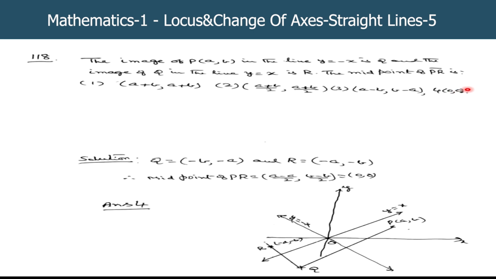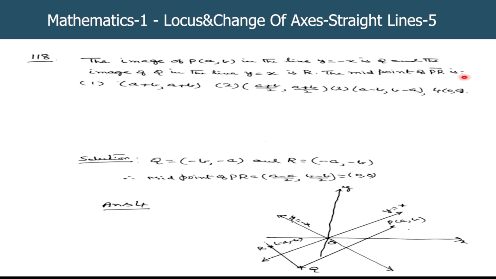Now you know that Q is the reflection of P in the line y = -x. Therefore Q is (-b, -a), and R is (-a, -b), because R is the image of Q in the line y = x. So the midpoint of PR is simply ((a-a)/2, (b-b)/2), which is (0, 0). Now you can see the diagram also. So the answer is option number 4.